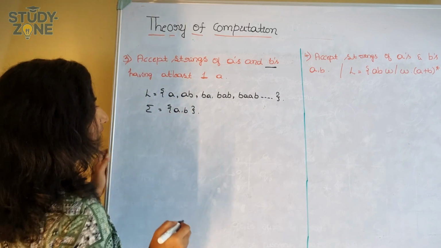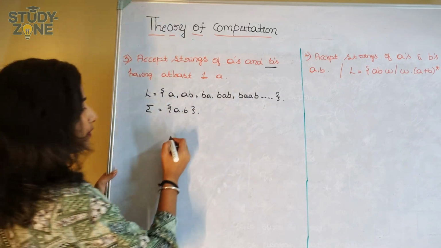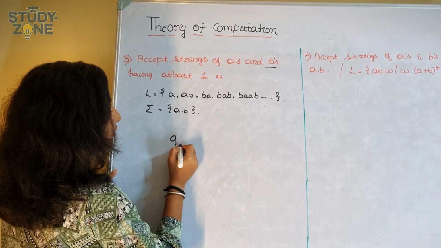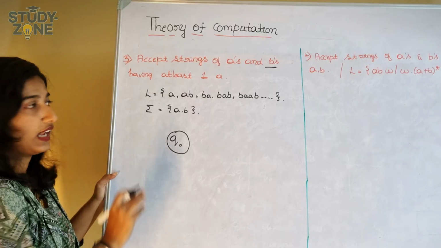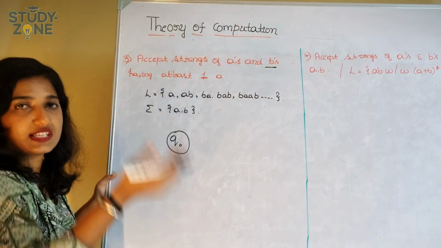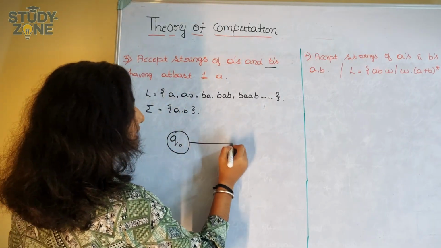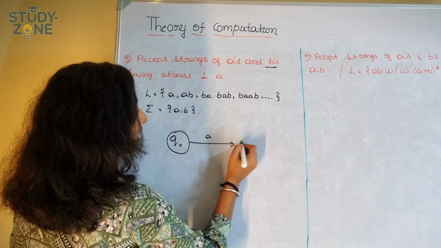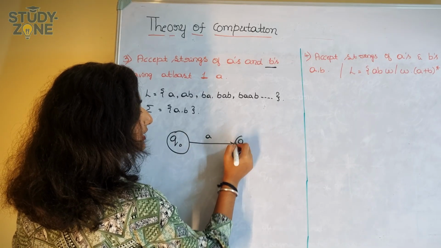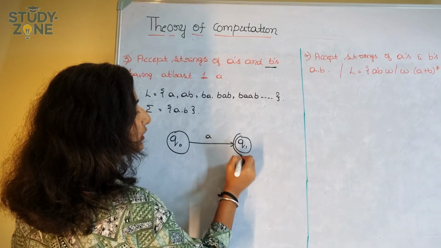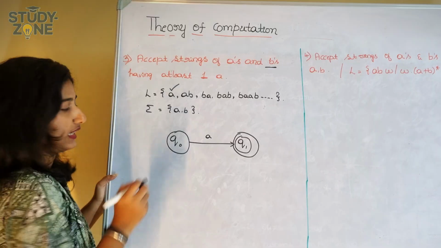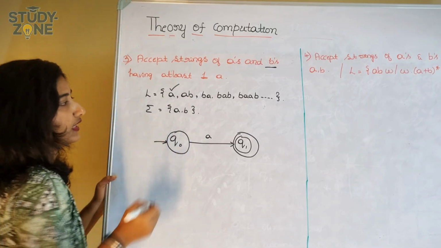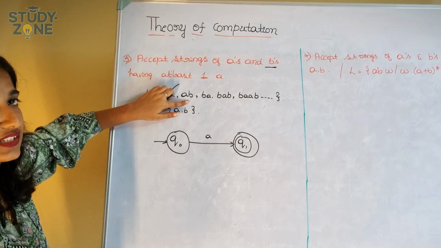So now let's write the transition diagram. So we have Q0, and if it gets A here, it should move to the next state, correct? So Q0 on A should move to the next state and it can be a final state. Why? Because only A can be taken. And then let's see whether it gets satisfied.